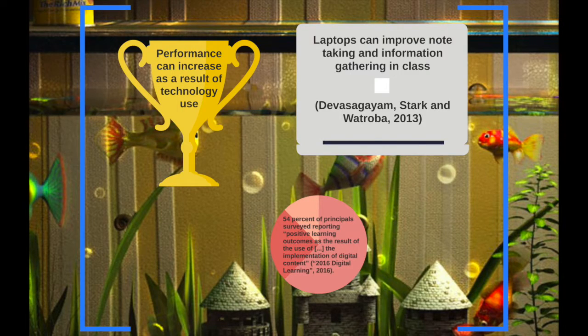For students to be successful, they must be provided appropriate stimuli, just as fish in a tank enjoy a well-placed castle or scuba diver, and their swimming skills improve as a result. Student performance can increase as a result of educational technology.